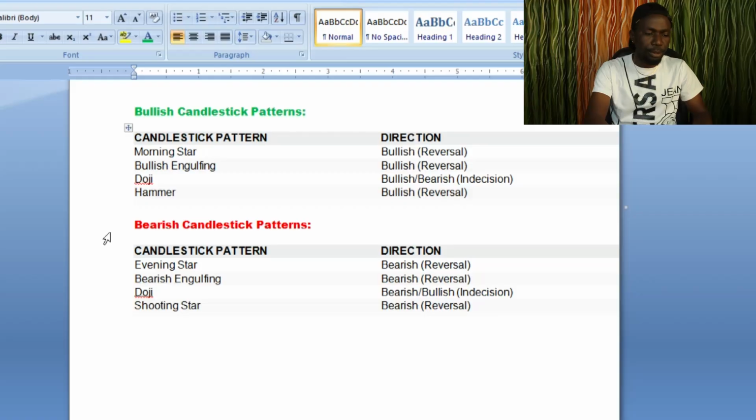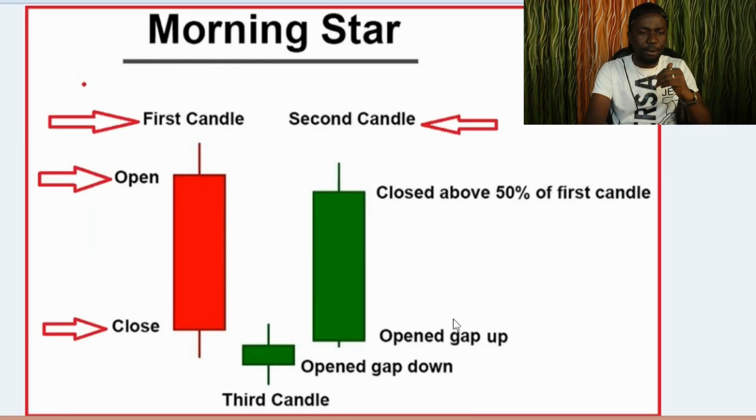So the first candlestick pattern we're going to talk about here is a bullish reversal candlestick pattern, and that is the morning star. The morning star is a bullish reversal candlestick pattern. It tells us that a downtrend is over and a new uptrend is about to begin. If you look clearly on the chart, you'll understand what I'm talking about.